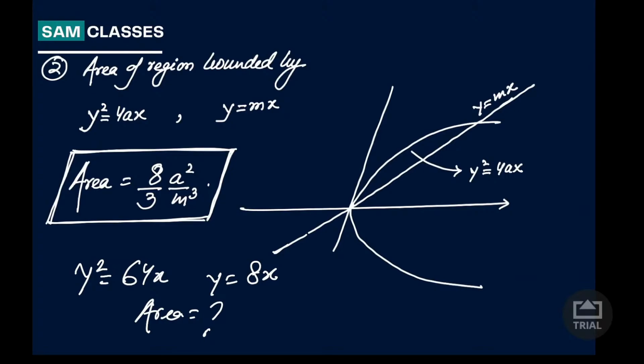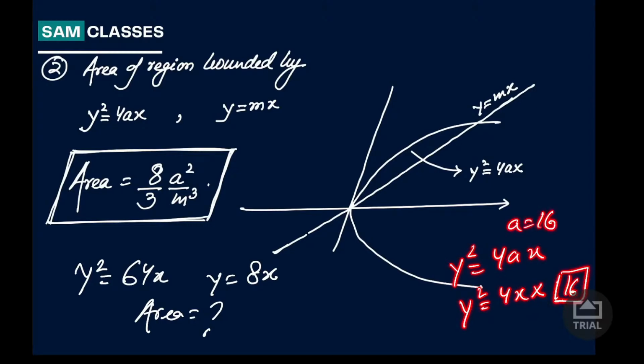16 by 3. Let's see. What we have here is y square is equal to 4x. Compare it, y square is equal to 4x, and what I need to multiply to get 64? 16. So my a is 16. What about m? y is equal to 8x. So my m is directly 8. So area is equal to what? 8 by 3 into a square, 16 into 16, by m cube, 8 into 8 into 8.